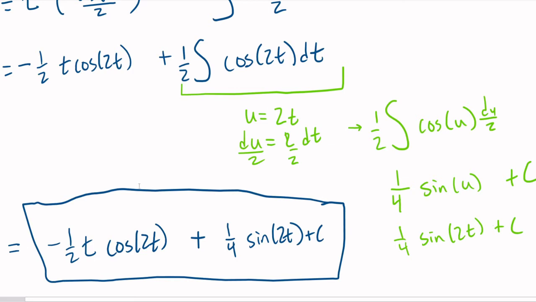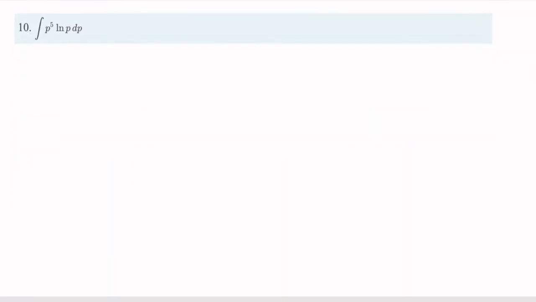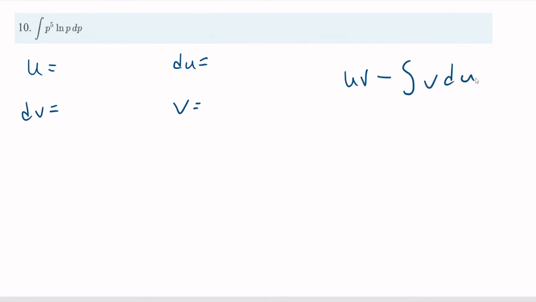Let's try another one. Okay, with this one, similar thing, I see two functions. Okay, so let's go at this. We have to pick out a u and a dv. All right, and then we have to calculate du and v. And then what do we have to remember? This is equal to uv minus the integral of v du. All right, we've got it all set up.